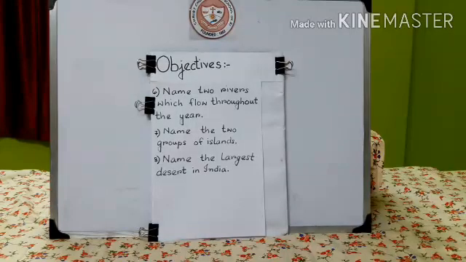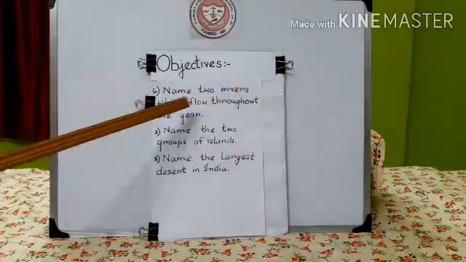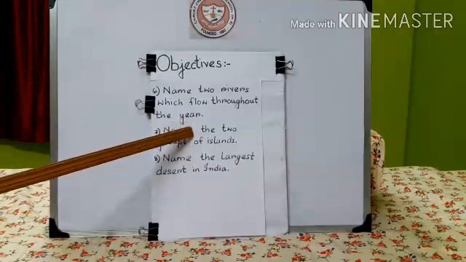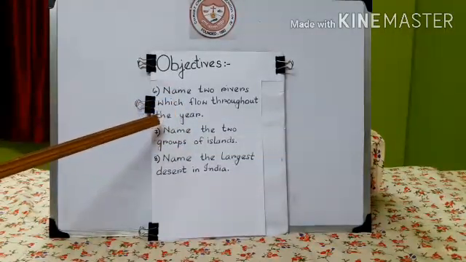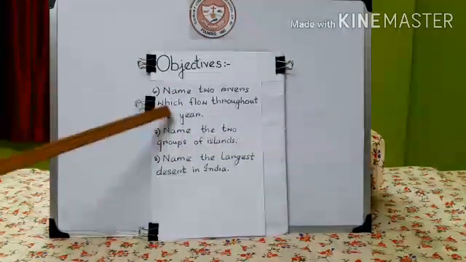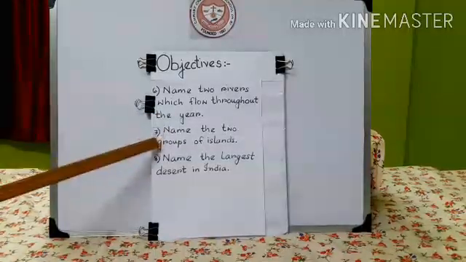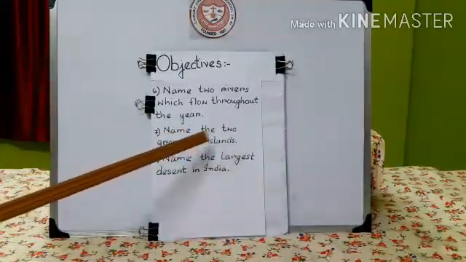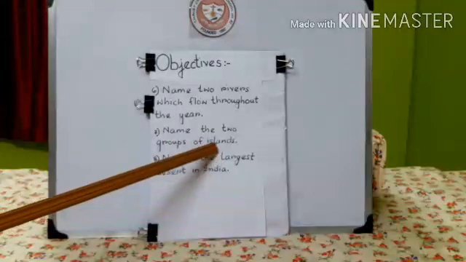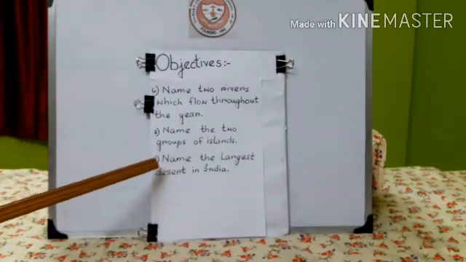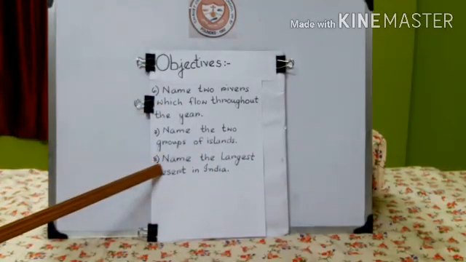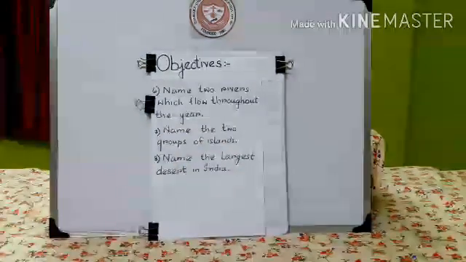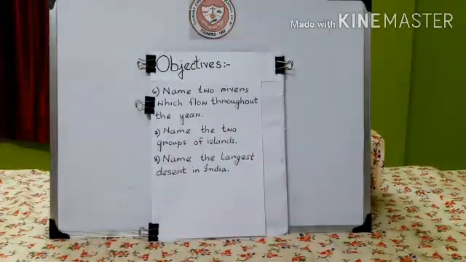Next, question number 6. Name 2 rivers which flow throughout the year. There are many rivers which flow throughout the year, you just have to name any 2. Question number 7. Name the 2 groups of islands. You have to just name them. And last question, name the largest desert in India.